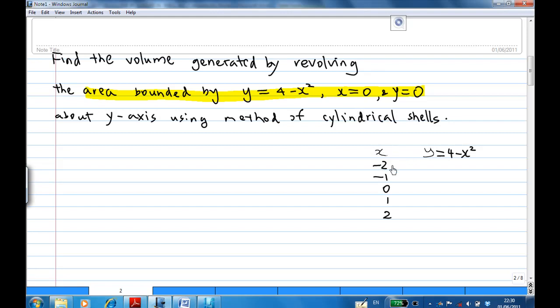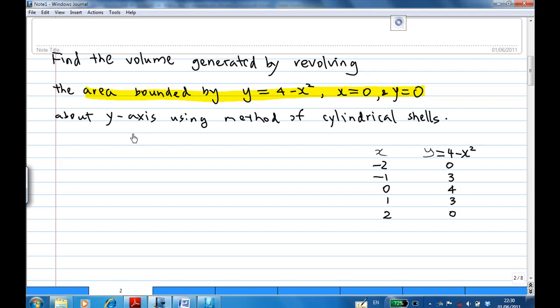So when x equal to minus 2, y is? Then you find out you get y equals 0, from y equal to 4 minus x squared. When x equal to minus 1, y is? Then you find that y is equal to 3. When x equal to 0, y is? You find that y is equal to 4. When x equal to 1, y equal to 4 minus x squared will be 3. When x equal to 2, y equal to 4 minus x squared will be 0.